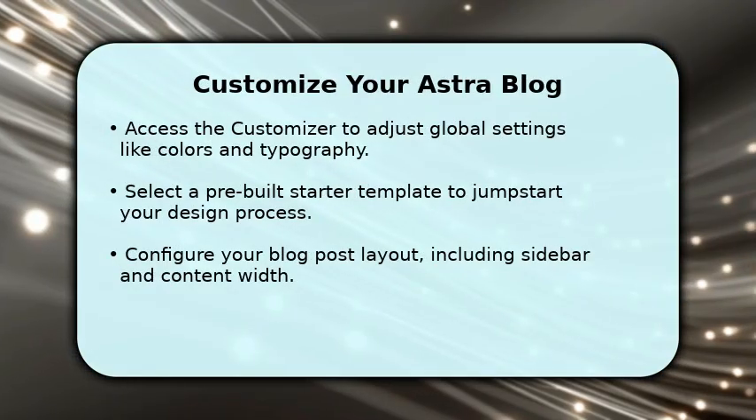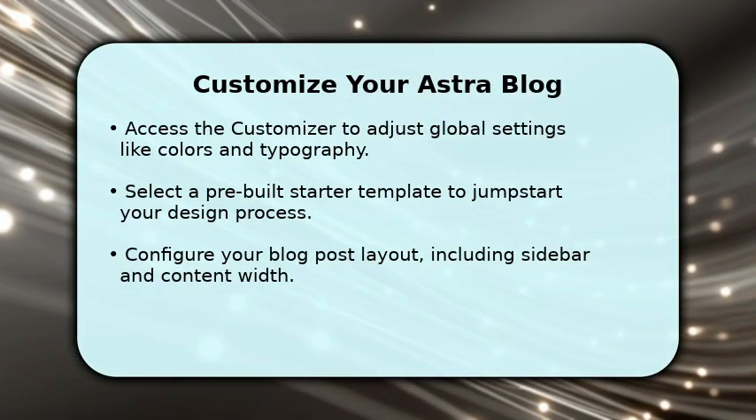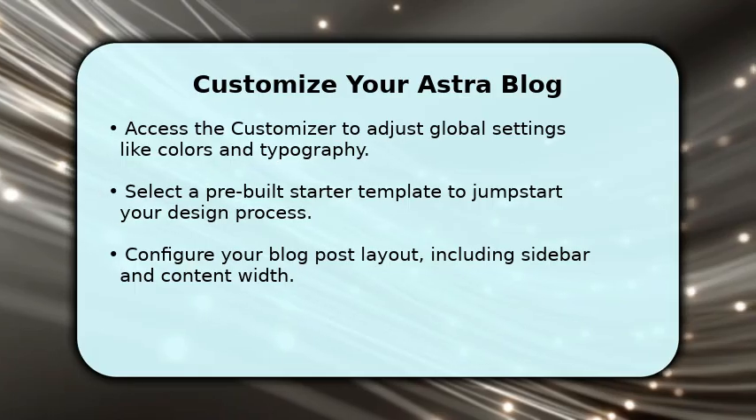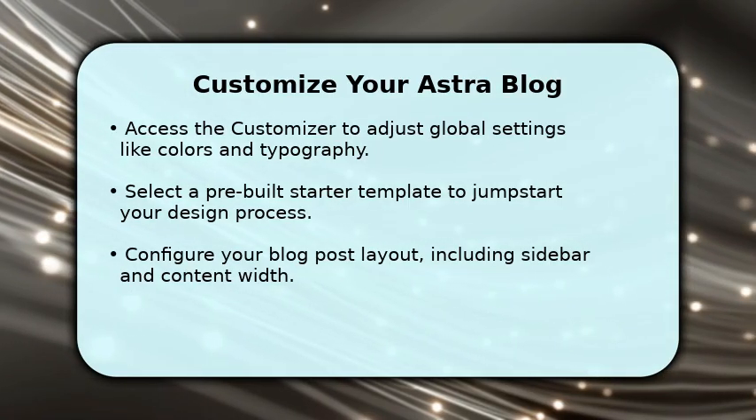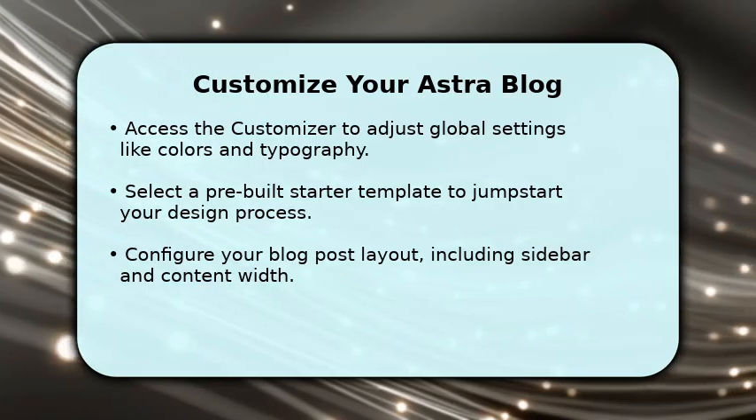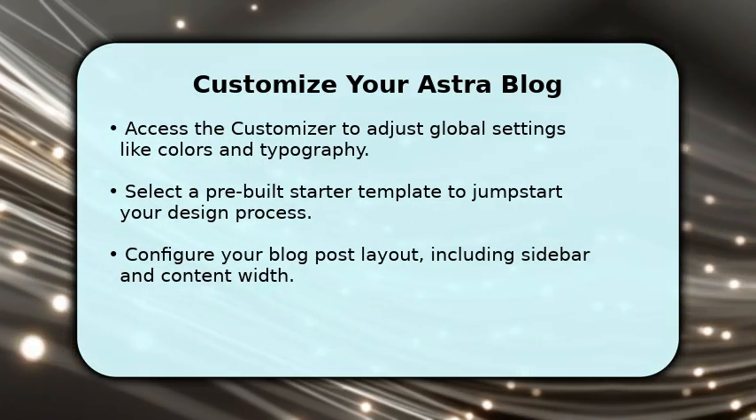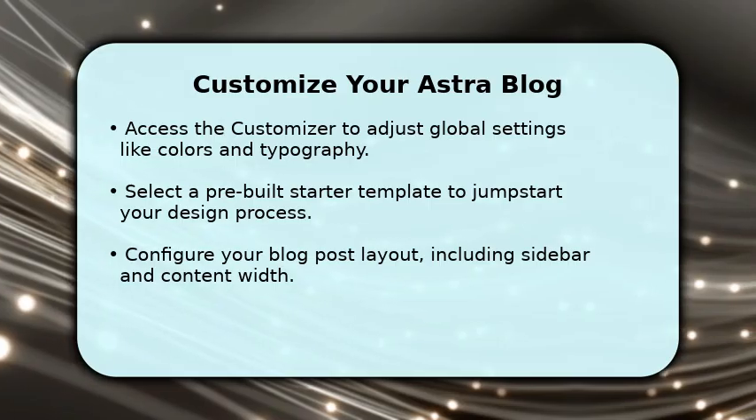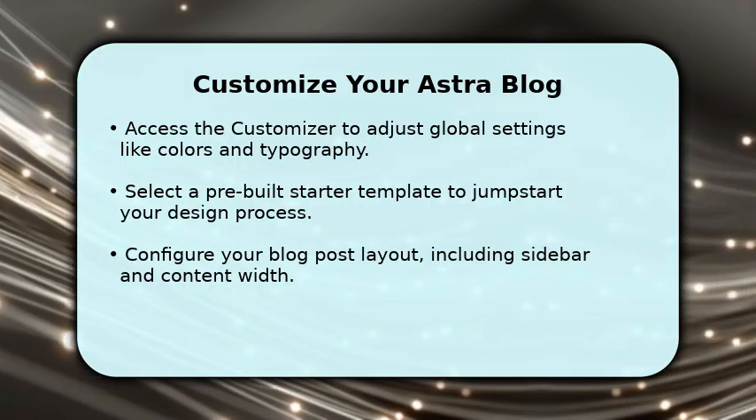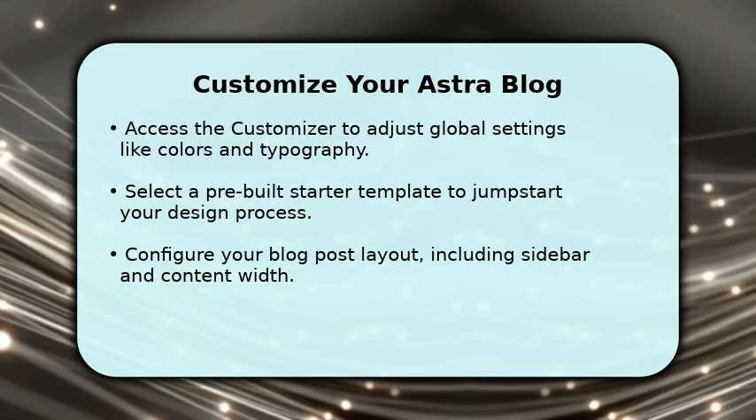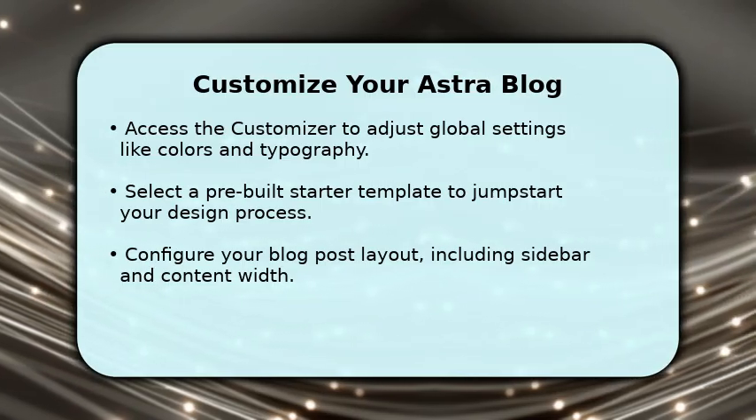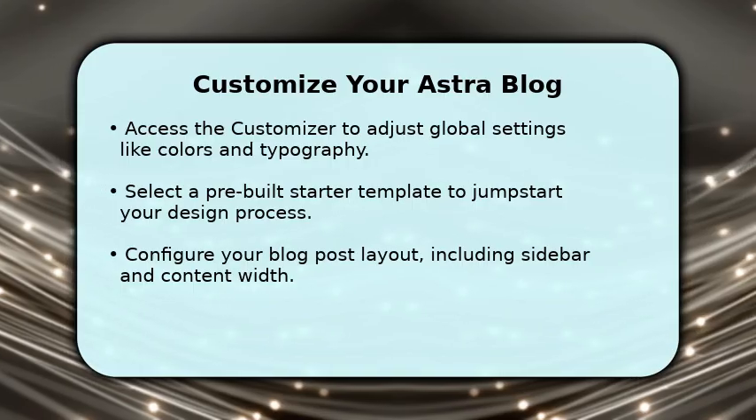Now, let's personalize your blog's appearance. Head over to the WordPress customizer, where you can modify global settings such as your site's color palette and font choices. Astra offers hundreds of pre-built starter templates, many of which are perfect for blogs, allowing you to import a complete design in just a few seconds. You can also fine-tune your blog post layout, deciding on sidebar placement and content area dimensions.